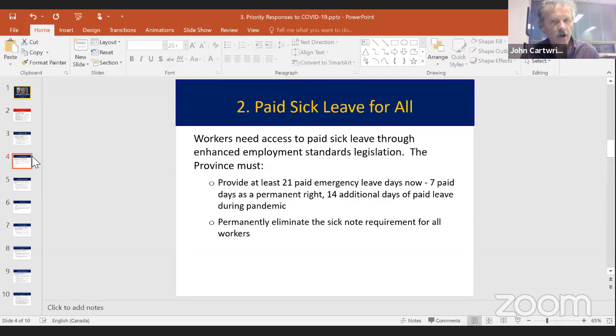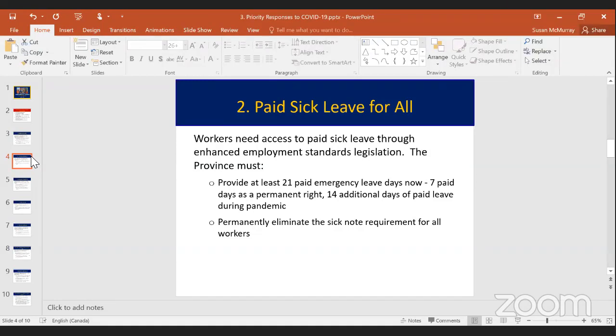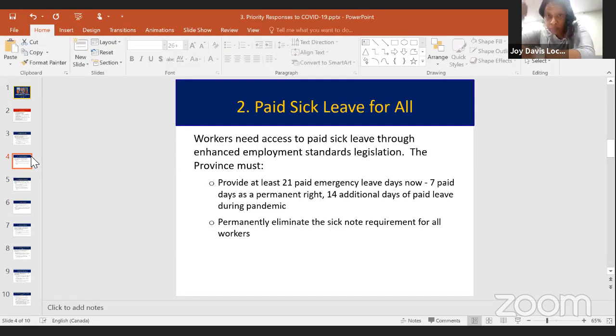We want sick leave for all. Workers need to have access to paid sick leave through employment standards at the provincial level. And there's no irony in the fact that the Conservative government took away the 2 sick pay days that we had won under Bill 148. So we are asking the province to provide at least 21 paid emergency leave days now, 7 paid days as a permanent right, and during emergencies such as this pandemic, workers need an additional 14 days of leave. And we want to permanently eliminate the sick note requirements for all workers, including migrant and undocumented workers, since it puts unnecessary strain on our healthcare system.